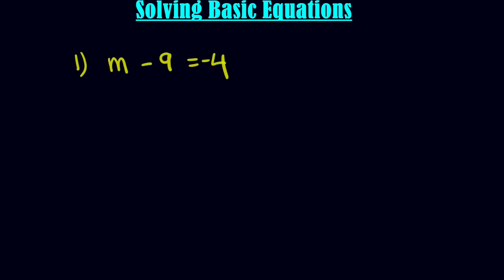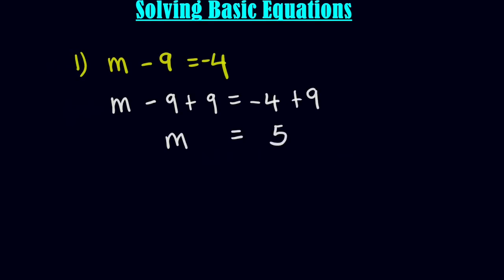And remember that equations are like a balance scale. Therefore, whatever is done on one side has to be done on the other side. So we need to add 9 on both sides. Minus 9 plus 9 gives us 0, so we're left with m. And negative 4 plus 9 is equal to 5. Therefore, m is equal to 5.